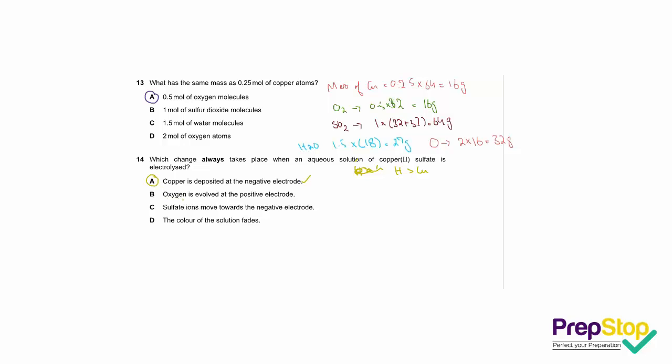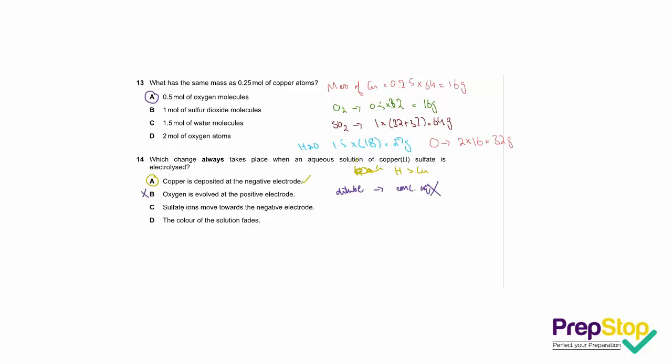Option B is oxygen is evolved at the positive electrode. Oxygen is evolved at the positive electrode only if the solution is dilute. In the case of concentrated aqueous copper(II) sulfate, oxygen will not evolve and instead the sulfate ions will be electrolyzed.